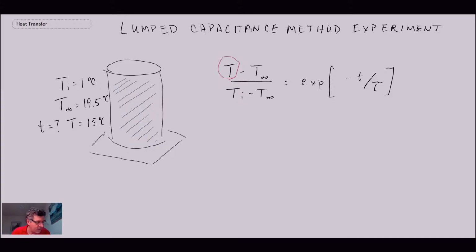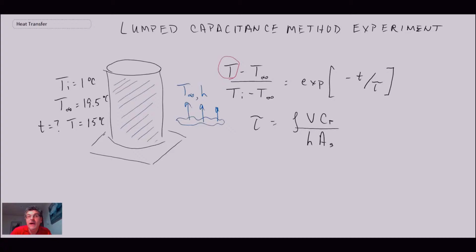And so in this little experiment we're going to investigate that a little bit further. The other thing we had here was the time constant, which had rho V c sub p divided by hA sub s, h being the convective heat transfer coefficient for the environment that this can was sitting in, and that would be T infinity and h. So that was the problem.